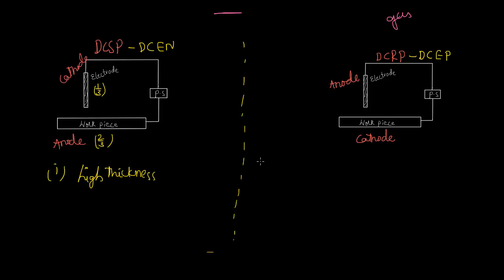And now come to DCRP, nothing but DCEP. Here we know that two third will be here and one third heat will be here. So the electrode is consuming faster when compared to the workpiece. So the workpiece cannot melt at a faster rate. So I cannot melt high thickness materials. Less thickness.